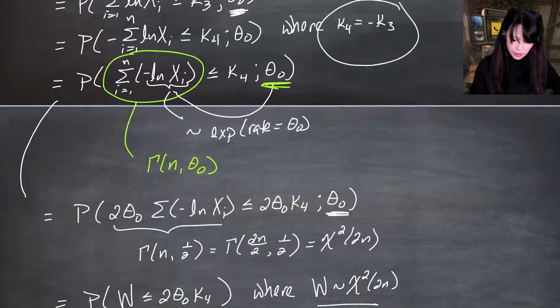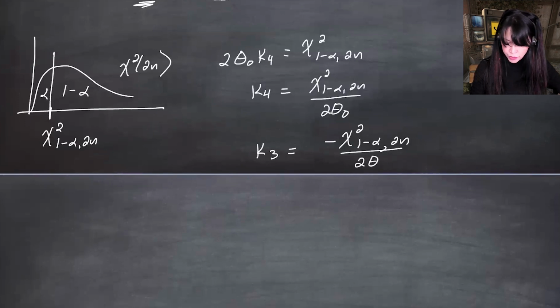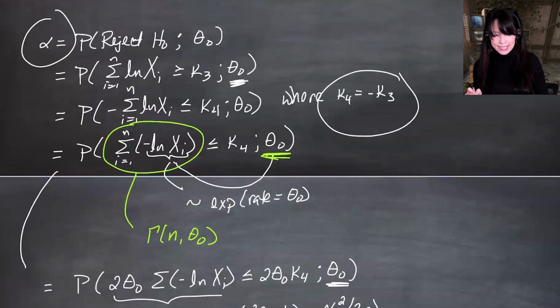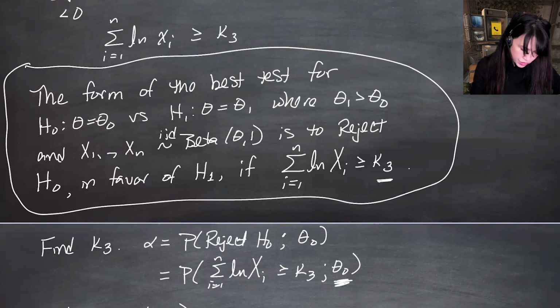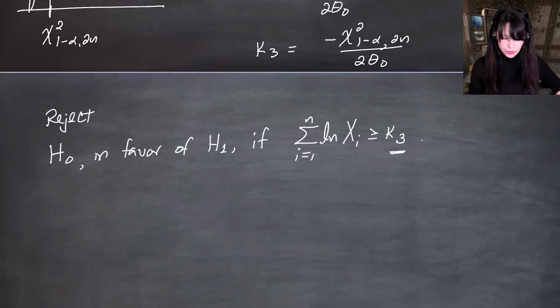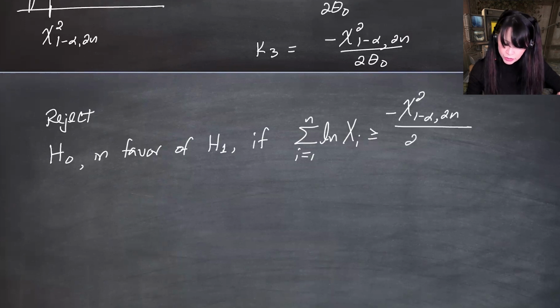And K4 was K3. So, I'm sorry, it was the negative. So K3 is the negative of this chi-squared critical value over 2 theta naught. So the final test, I'm going to go back and grab that big bubble statement. Let me just grab a part of it here. I'm going to reject the null hypothesis. Okay, so we're going to change out the K3 to be the negative of chi-squared 1 minus alpha, this critical value for the chi-squared 2n distribution that cuts off area alpha to the left and 1 minus alpha to the right, over 2 theta naught.